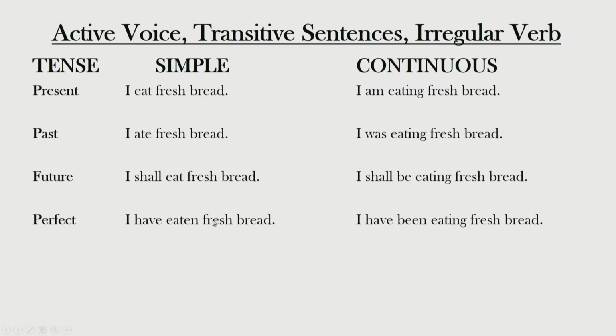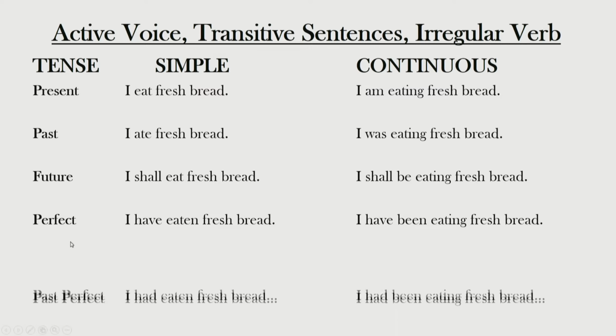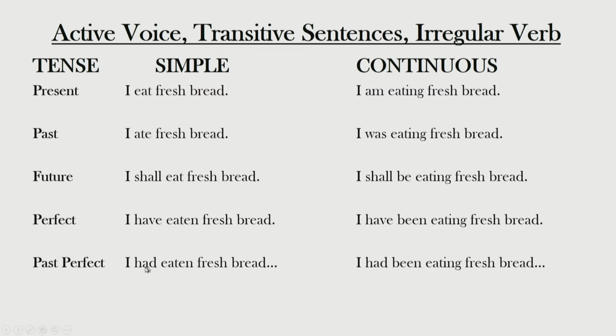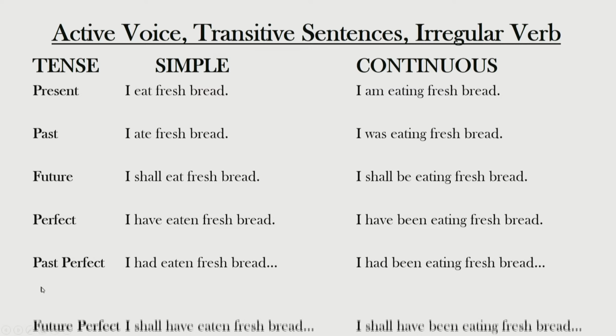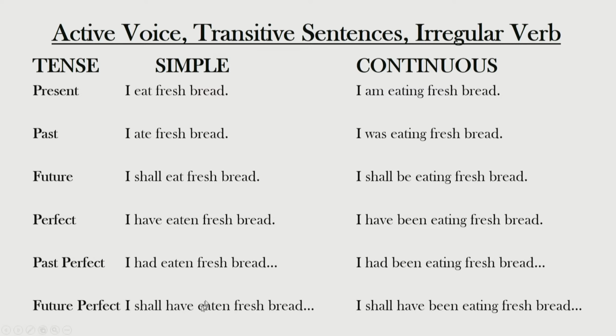Perfect tense, have eaten. Okay, please note that. Past perfect, had eaten, and then shall have eaten. And this is why in the continuous form, it's very difficult to convert these into the passive tense, because already you have 3 auxiliary verbs. Shall have been. That's complex.